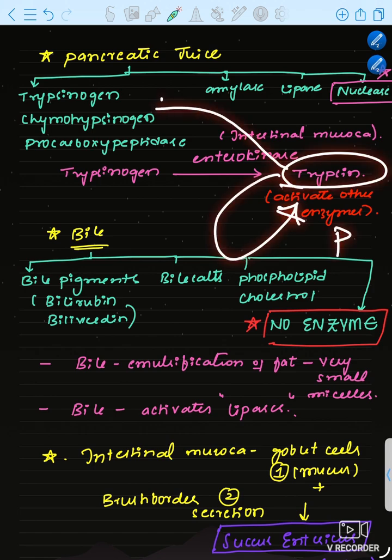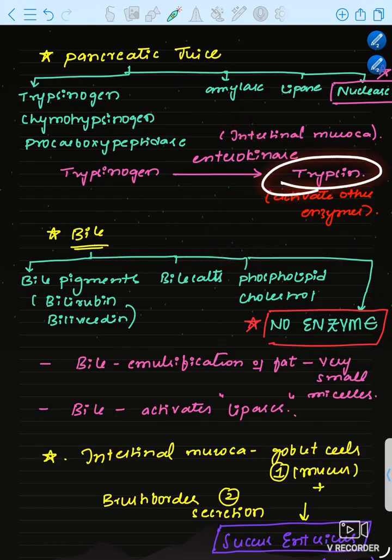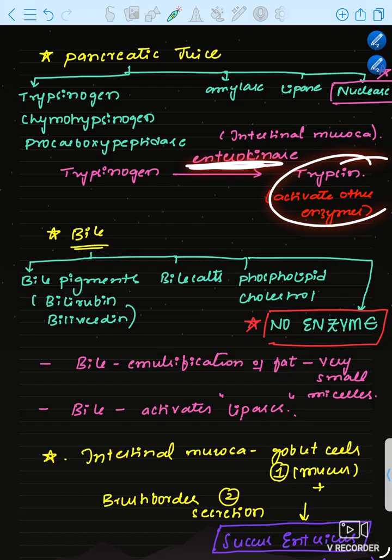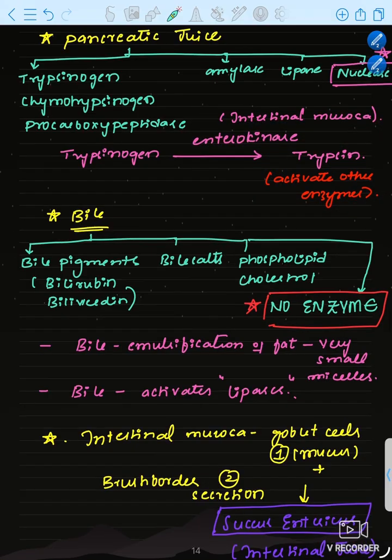Trypsin will act on the chymotrypsinogen and protein breakdown occurs. Trypsin will act on procarboxypeptidase and protein breakdown occurs. Okay, this will become an active enzyme by the presence of enterokinase, that is from the intestinal mucosa. So this is about pancreatic juice.